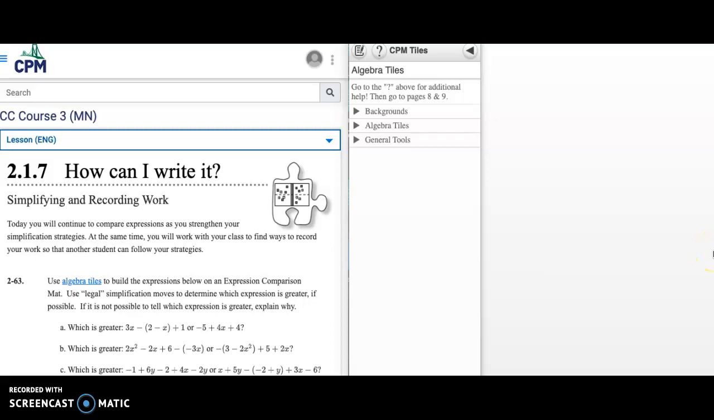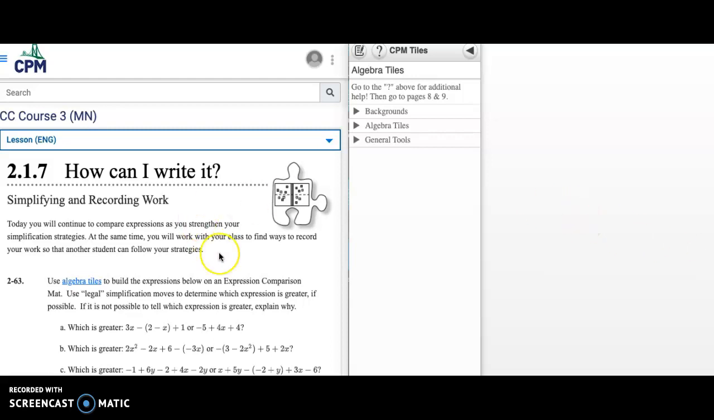This is lesson 217, and it is on simplifying and recording work. So today you will continue to compare expressions as you strengthen your simplification strategies. At the same time, you will work with your class to find ways to record your work so that another student can follow your strategies.